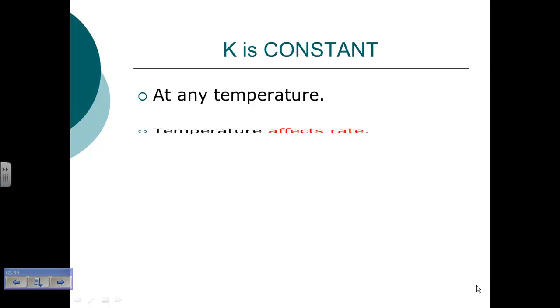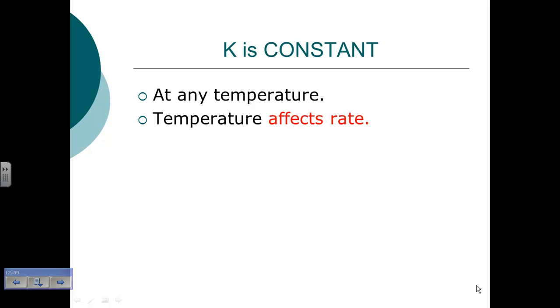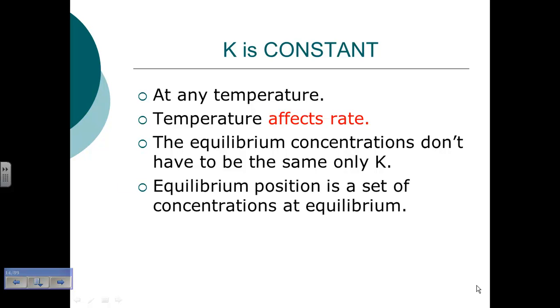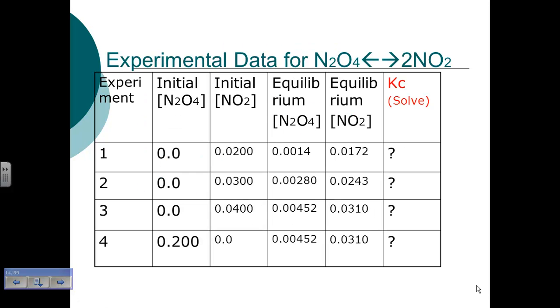K is indeed a constant. It's constant at any temperature. We said temperature affects the rate, but once a dynamic equilibrium is established, it indeed holds constant. So equilibrium simply sets a position for the concentrations. K is a constant. Temperature affects the kinetics, but not the K in equilibrium. I'd like you to prove that to yourself in the following way.